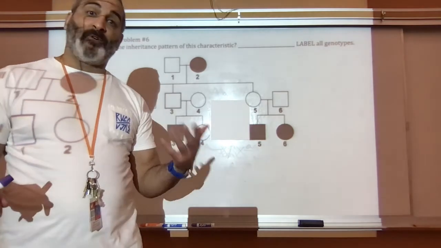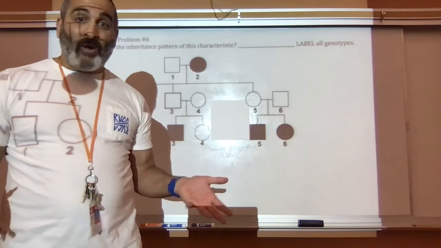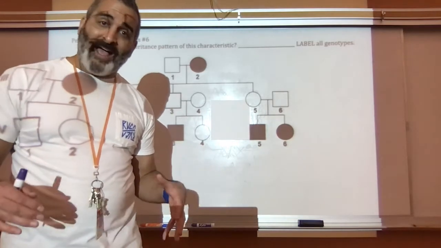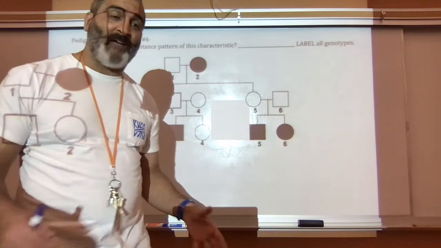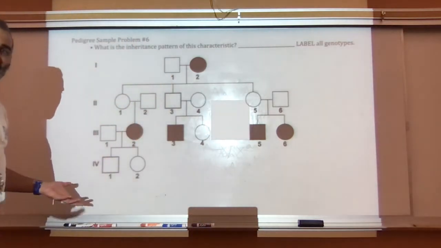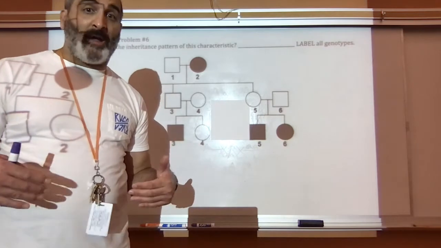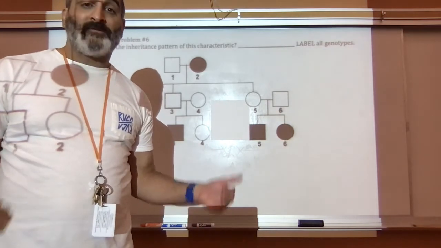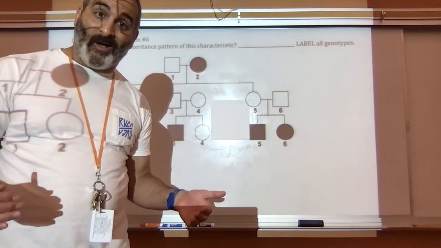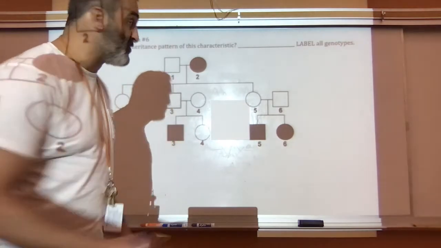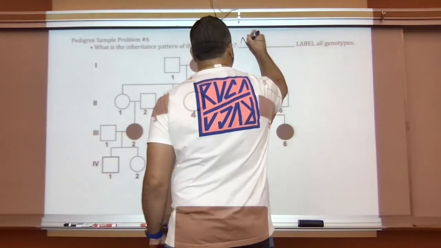Now, rule number 2. Okay, there's only one rule for number 2. If both parents have it, all their kids must have it. We don't even have that rule on here. It doesn't apply. So we did not prove it wrong. So since we didn't prove it wrong, guess what? We have number 2. We have autosomal and recessive.